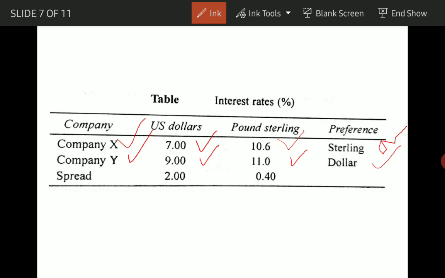Now let both companies take loans in such a way. What will happen? I'm telling you, there is actually a comparative advantage. If company X takes a loan in US dollars, company Y takes a loan in pound sterling, and they use the swap agreement and exchange their loans, they can make a profit. How that works, I'll explain in the next slide.